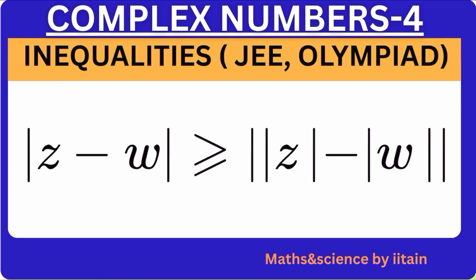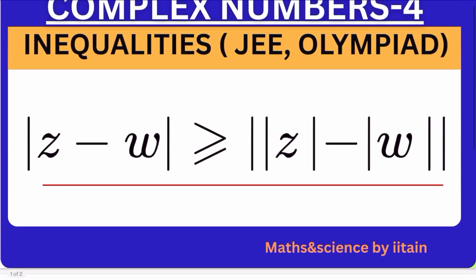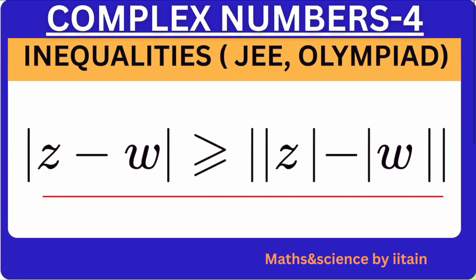Now, the most important third inequality is modulus of z minus w is greater than or equal to absolute value of modulus of z minus modulus of w. This can be proved using the previous theorems in the last lecture. For clarity, please refer to the last lecture also.